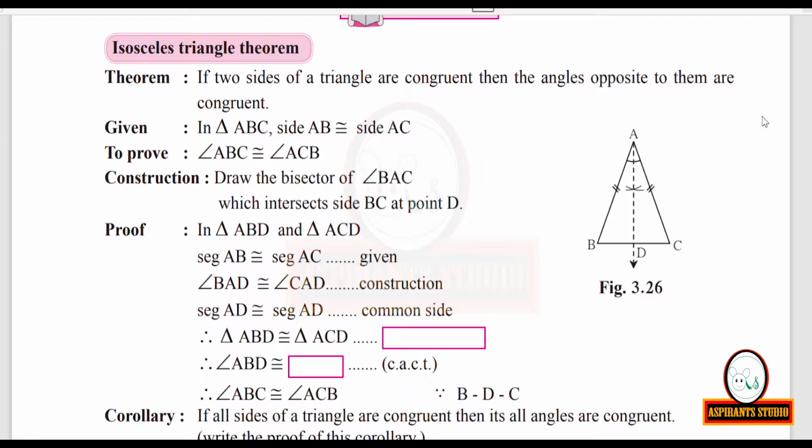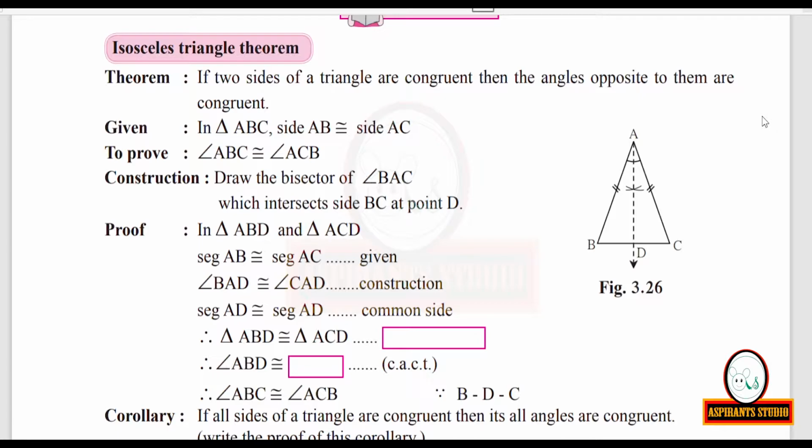Isosceles triangle theorem: if two sides of a triangle are congruent, then the angles opposite to them are congruent. Look at figure 3.26. In triangle ABC, side AB is congruent to side AC.